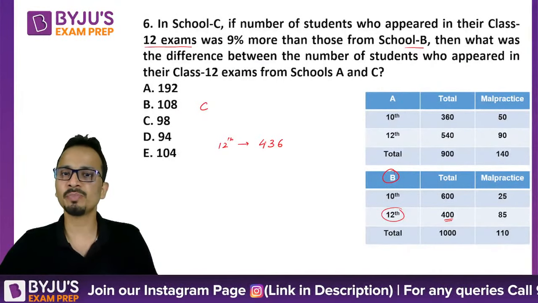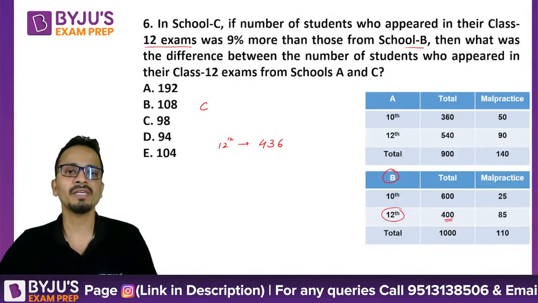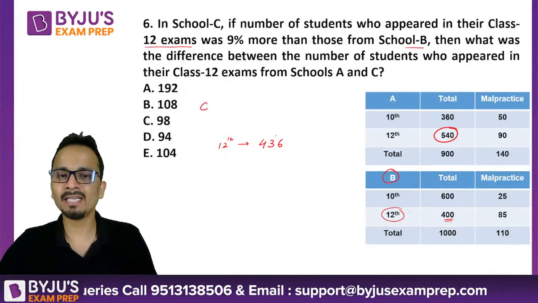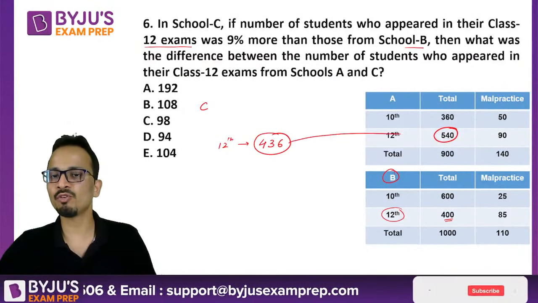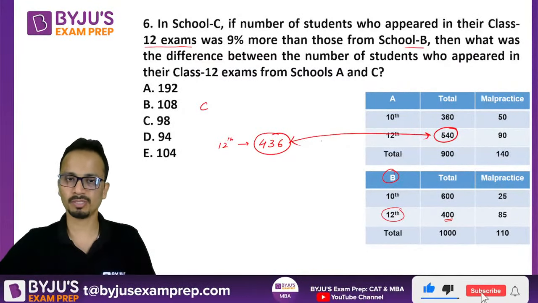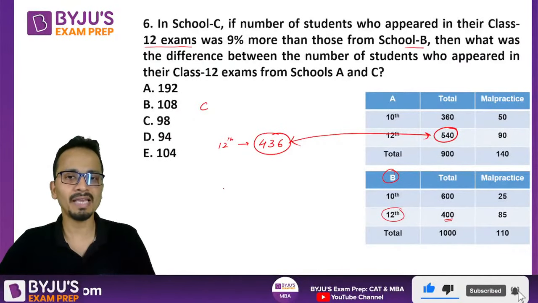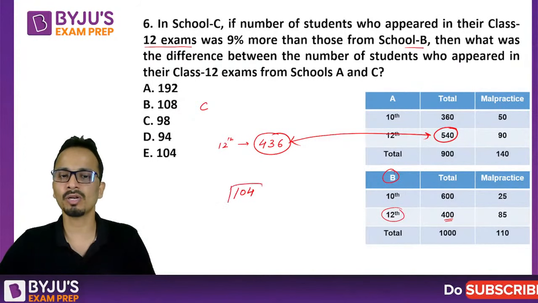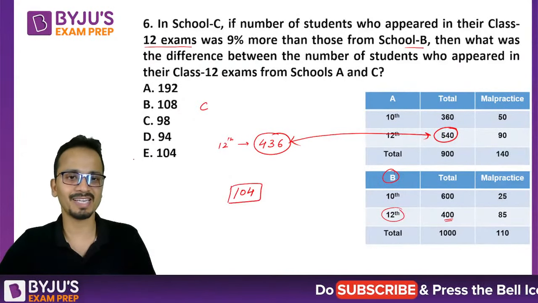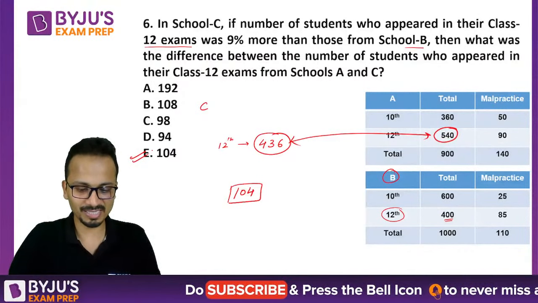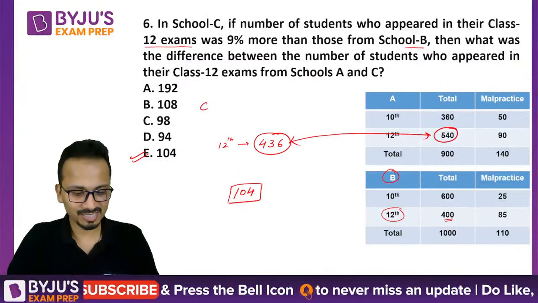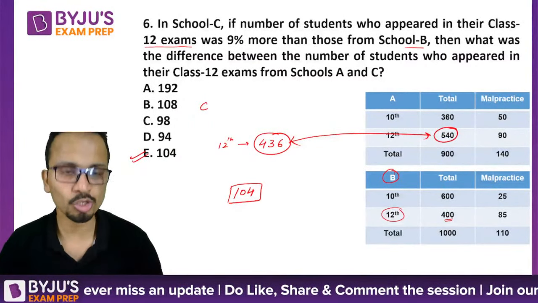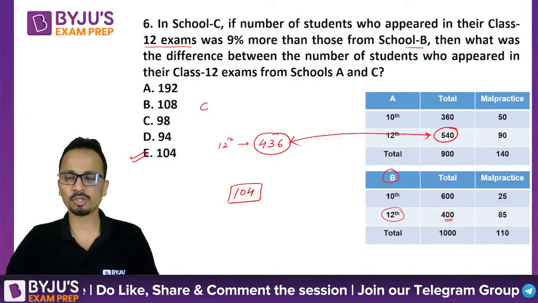Then what was the difference between the number of students who appeared in their class 12 exam from school A and school C? You will have to find out the difference between these two numbers. So 540 minus 436, the number will come out to be 104. So 104 will be the correct answer. Yes. All right. So option E, correctly given by all of you, is definitely correct. So this was question number 6. We are done with all the 6 questions.